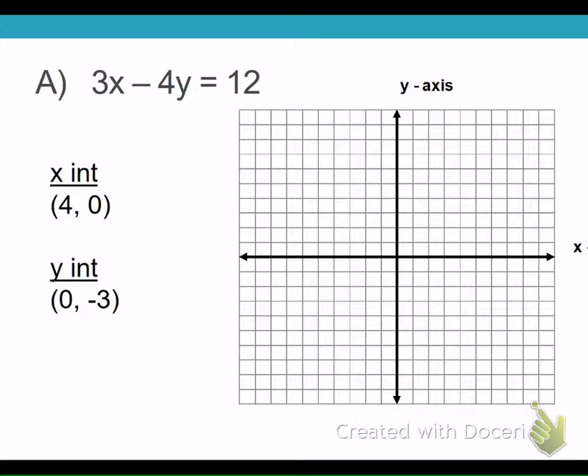Here's what your graph will look like. You are going right 4, putting a point. On the x-axis, we're at 4, so right 4, don't go up and down at all. For the y-intercept, you go side to side 0, then you go down 3, and then you connect them. Questions?